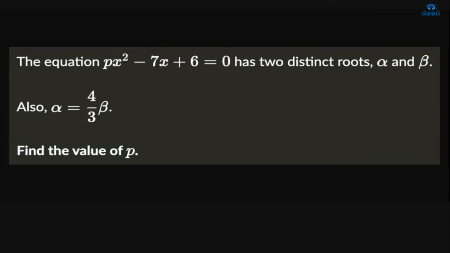The equation px square minus 7x plus 6 equals 0 has two distinct roots, alpha and beta. Also, alpha is equal to 4 by 3 beta. Find the value of p.